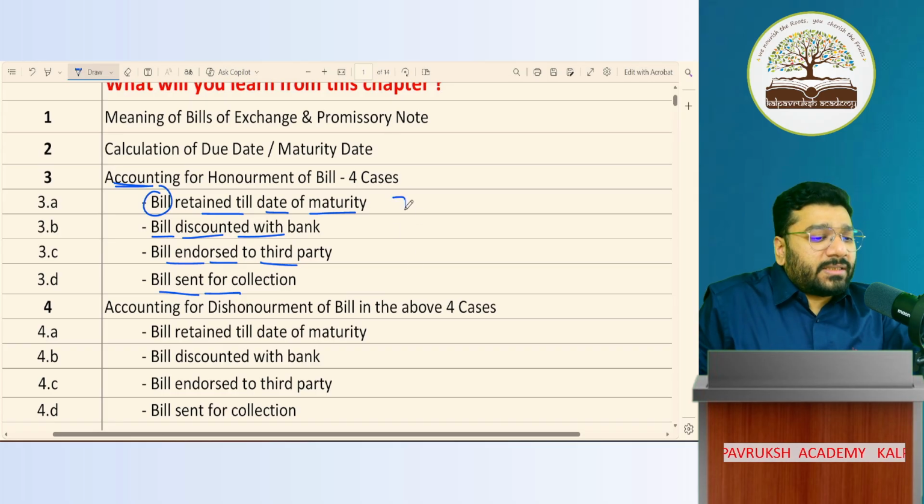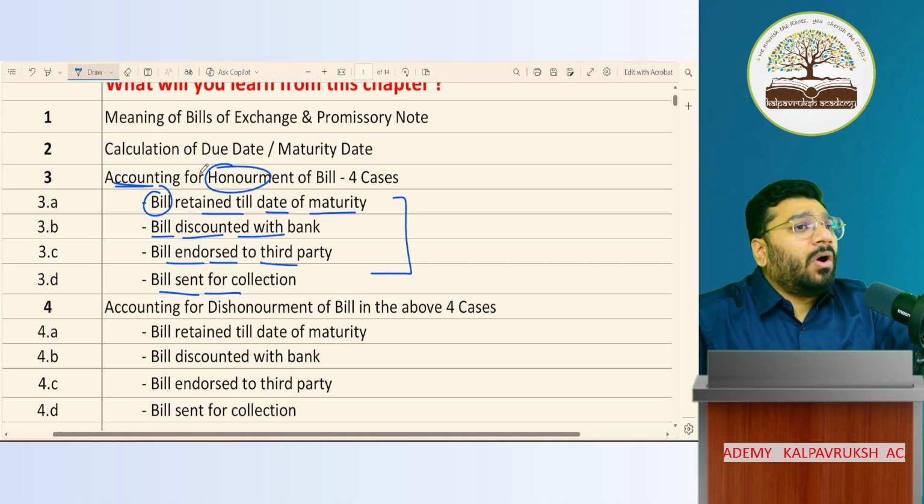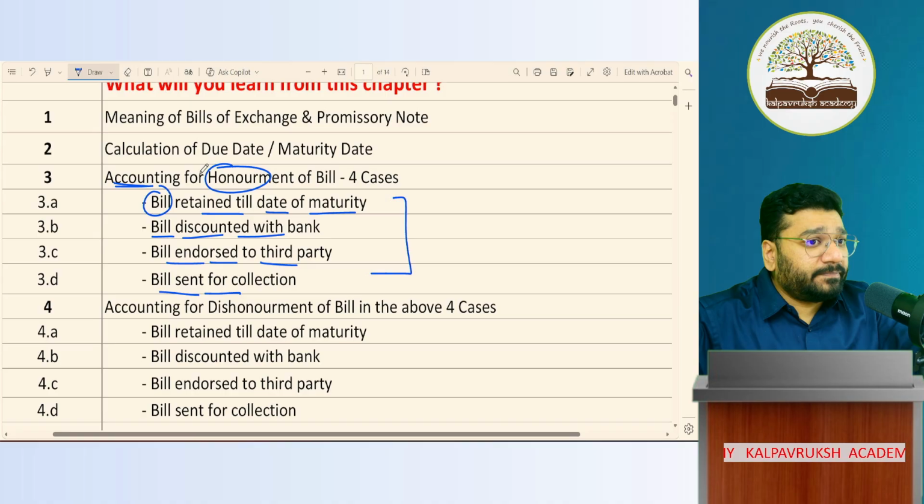In all the four cases, one thing was common, that the bill on the maturity date was honored. Means what? On the maturity date, the customer, the buyer, made the payment as required. So this is called cases for honourment of bill. Today we'll discuss the same four cases, but on the date of maturity, if the customer is not making the payment, that is called dishonourment of bill.